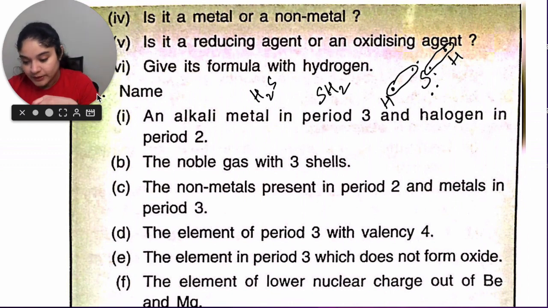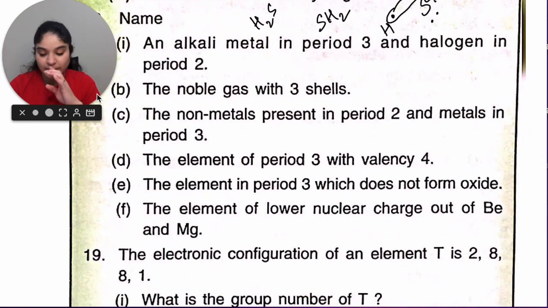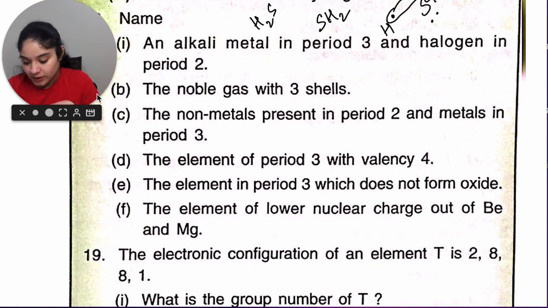Next is the element of period 3 with valency 4. So period 3, valency 4, your answer will be silicon. Then the next would be the element in period 3 which does not form an oxide. Of course, an inert gas will not form an oxide. So in period 3, what is the inert gas that you have? That's argon.